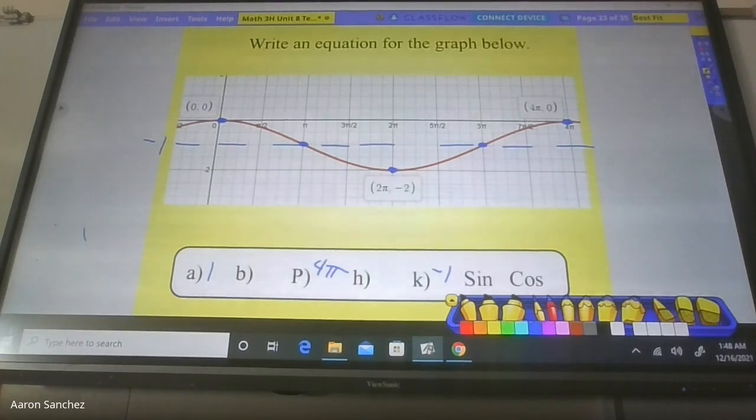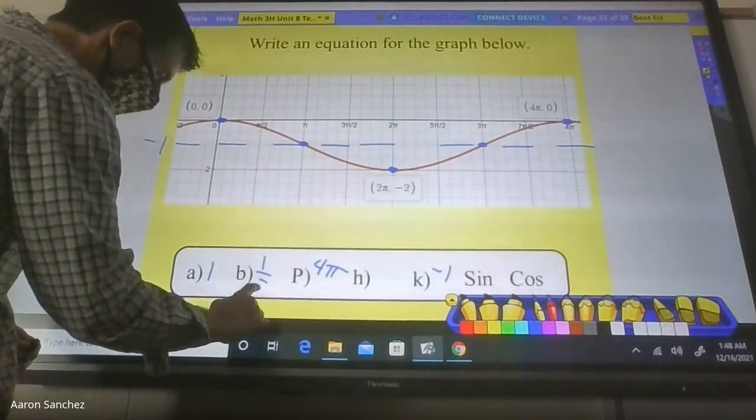You guys remember how to do that? How do you solve for B? You multiply by what? Multiply by B. Remember you multiply by the denominator? So B times 4 pi equals 2 pi. Now how do I solve for B? Divide by 4 pi. B equals, the pi's cancel out, 2 over 4, which simplifies to 1/2. I got the B as 1/2.